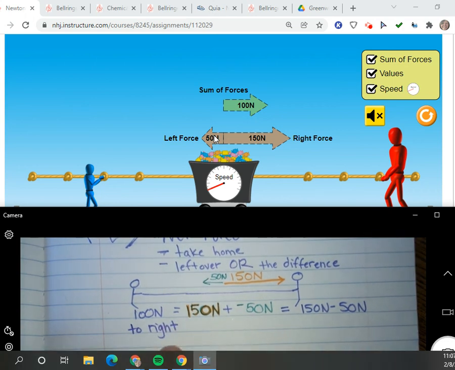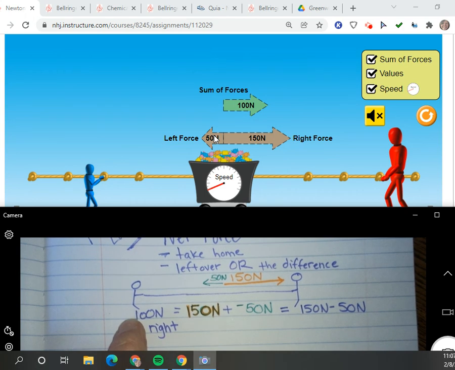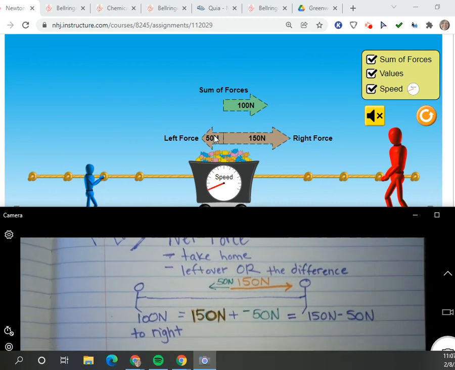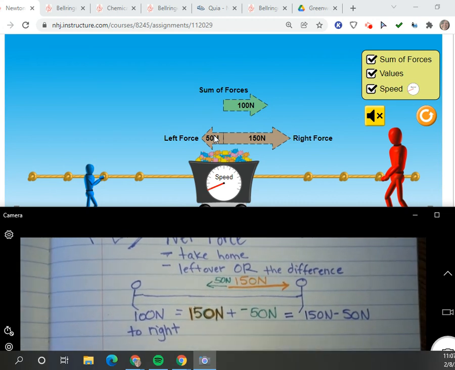So now we have a true vector. It has a positive number, which tells us it's to the right. So our vector has magnitude and direction. All right. Give me a thumbs up if you feel like that makes sense.